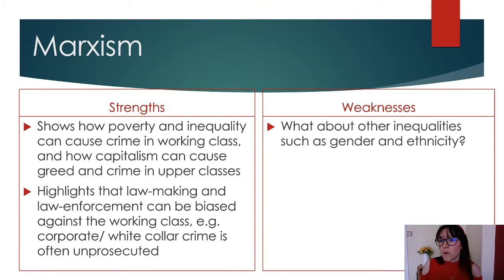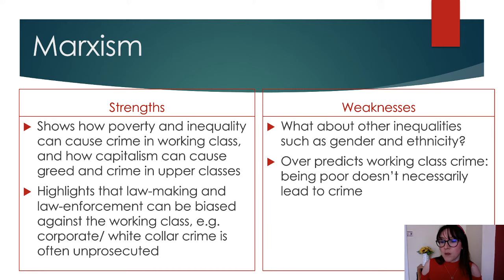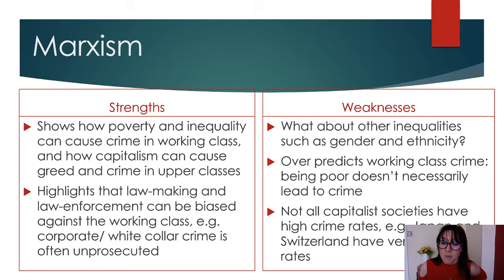Weaknesses, however: what about other inequalities such as gender and ethnicity? It over-predicts working class crime, so being poor doesn't necessarily lead you to crime. And finally, not all capitalist societies have high crime rates. For example, Japan and Switzerland have very, very low crime rates.